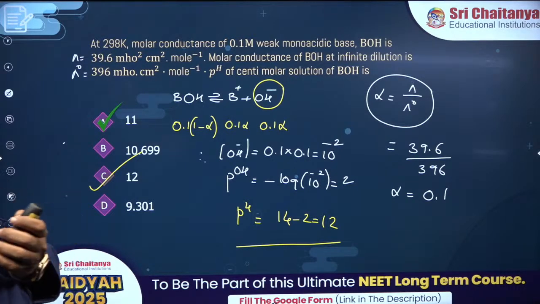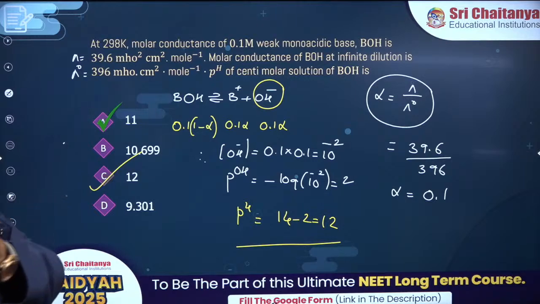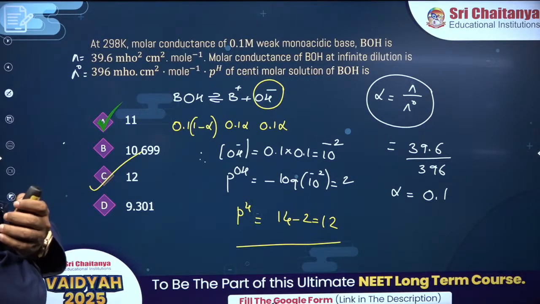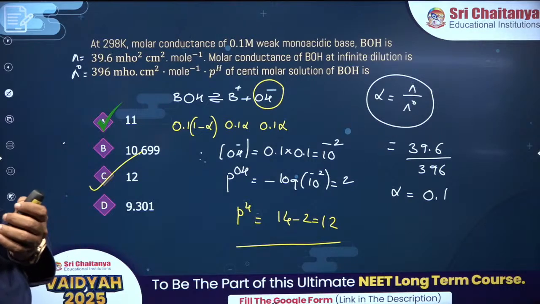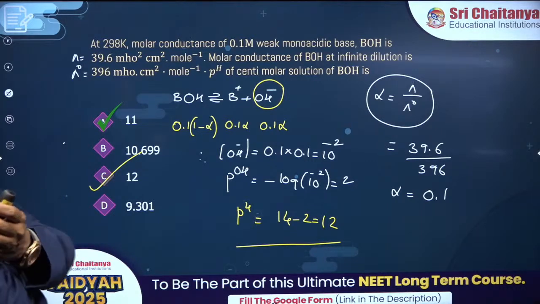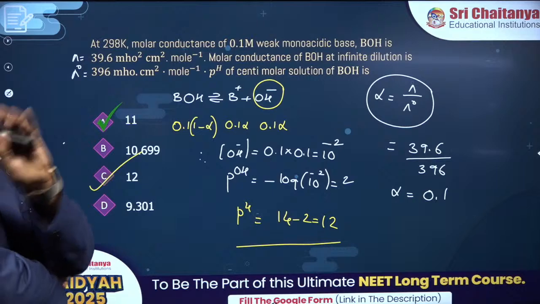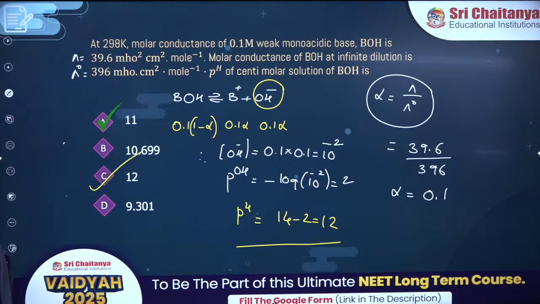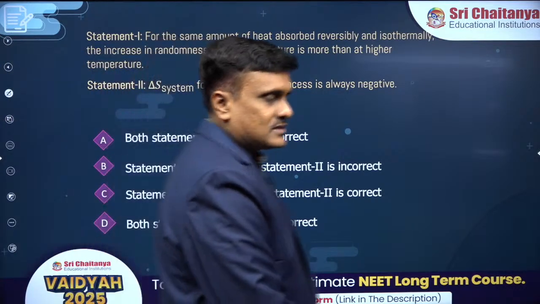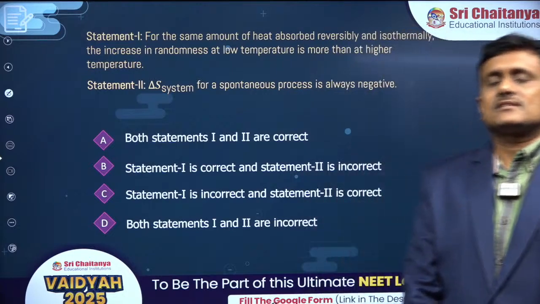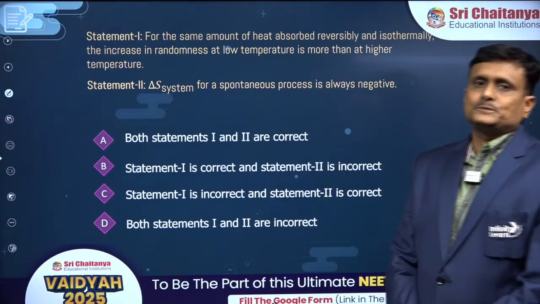You can see I did not commit any mistake anywhere, isn't it? 39.6 by 396 is 0.1. OH minus is 0.1 into 0.1, pOH equal to 2. So the right answer for this question is 12. How many of you are with me now? Key wrong. Chalo, thank you, Anil. And now next question. Yes, that's brilliant. So we need to identify and make corrections even if there are mistakes in the key.